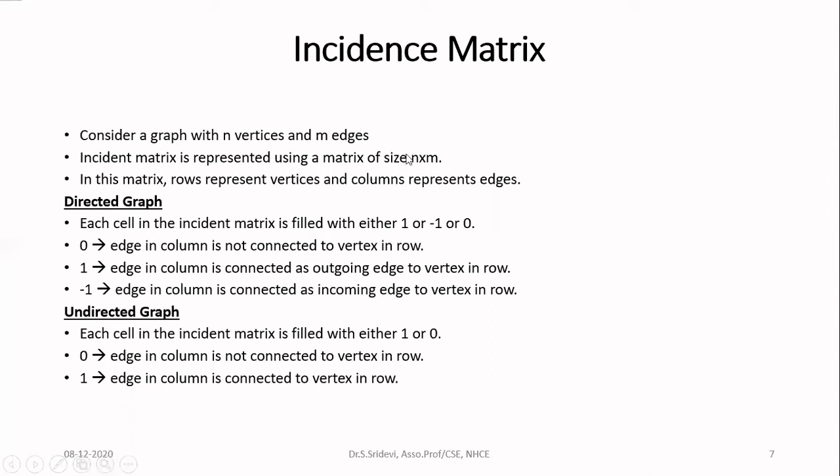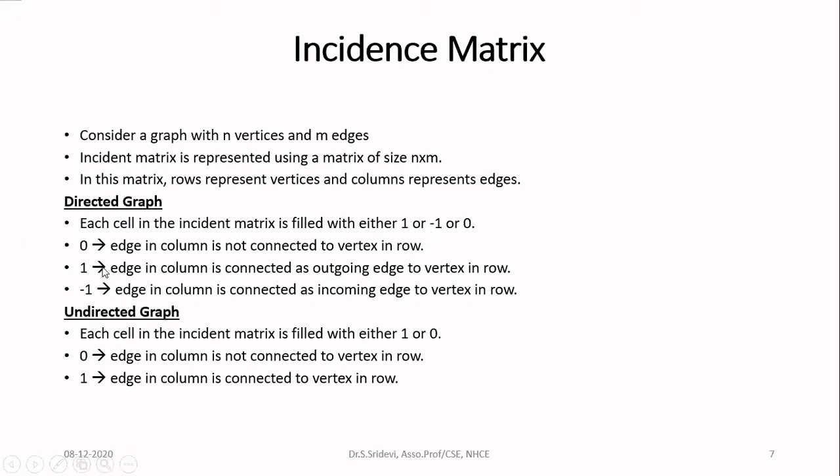Always the first dimension is number of vertices and the second dimension is number of edges you have. And in this matrix, we are going to represent the rows by means of vertices and columns will be represented by means of the edges. And here also we have the directed graph as well as undirected graph. When you consider the directed graph, we are going to fill the cells of the incident matrix with 3 different values. It can be filled with either 1 or -1 or 0.